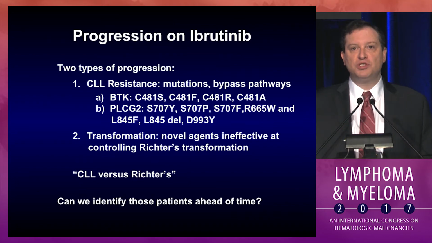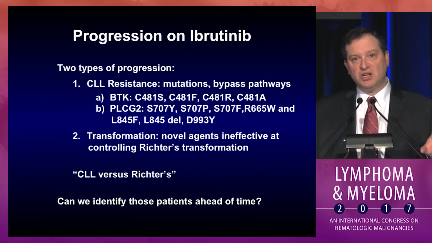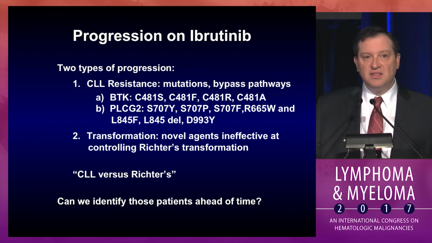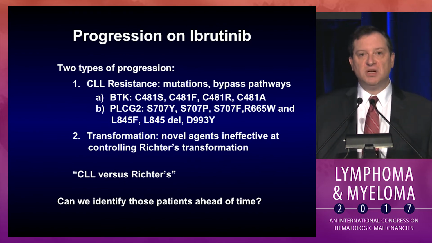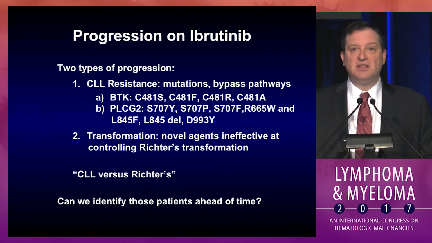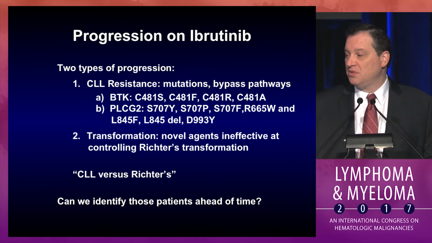So when we look at progression on Ibrutinib, we talk about really two types. The first type is a patient who has CLL, responds, and then progresses with CLL, and we're going to call that CLL resistance. And these, and I'll speak to this in a later talk, are mostly going to be driven by single base pair mutations in BTK or PLC gamma that really seem to enable the cells to survive Ibrutinib. The second progression is actually going to be a transformation.